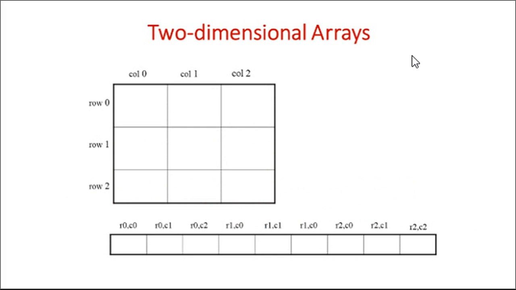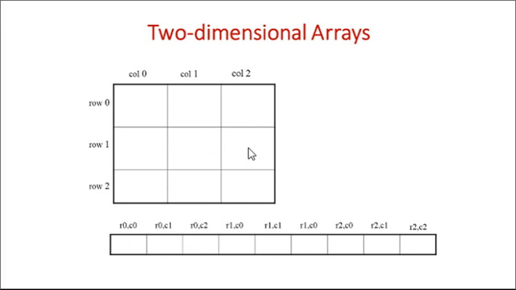Next is the two-dimensional array. It is, in short, a matrix, where row 0, column 0 and so on complete row 0, meaning the first row, second row, third row. So this is nothing but a 3 by 3 matrix. In memory, it will be stored like this: first it will store the first row elements, R0 C0 till R0 C2.